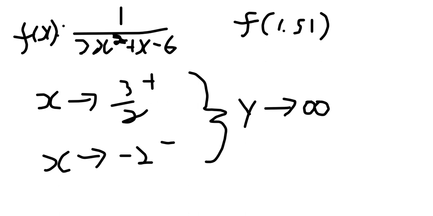To figure out what's going on as x approaches negative 2 from the left, put in values just below negative 2. So put in values like f at negative 2.1 and see what's happening to y. So you plug those values in, you're going to see large y values, and those large y values are going to be positive.